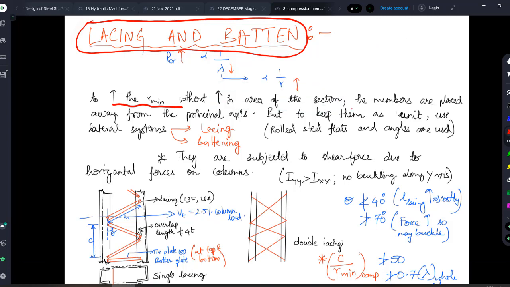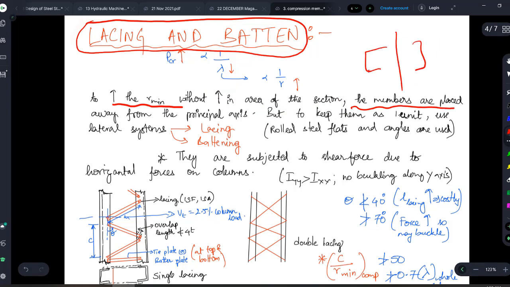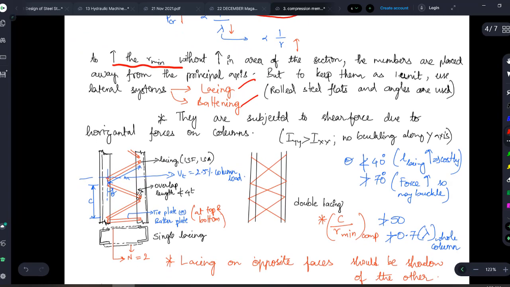So what I am doing, I am placing the members away from the centroidal axis, just like I have explained before. I am making them move away from their principal axis. I hope it is very clear. But as they are moving away, they will not act as individual members, they will not act as one member. So I am joining them with the help of some members, and these lateral members I am calling lacings or battens.